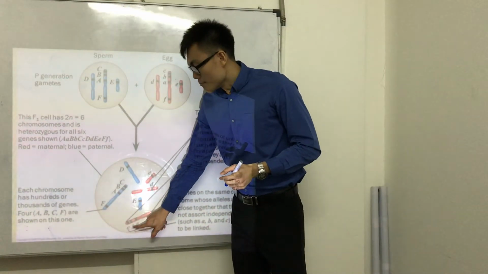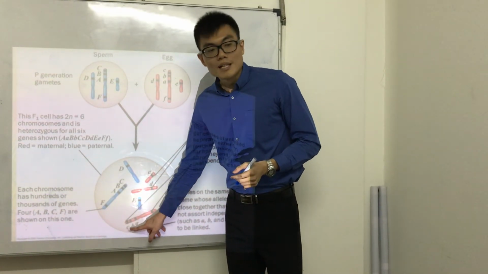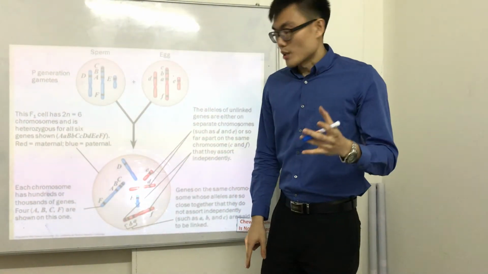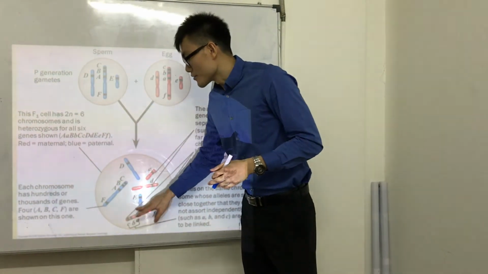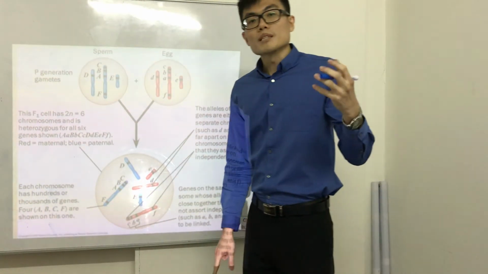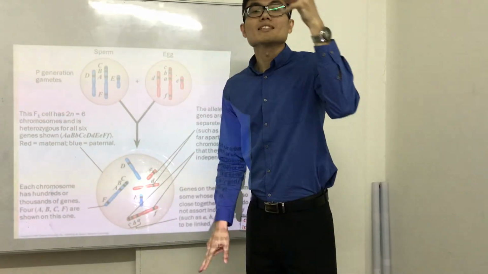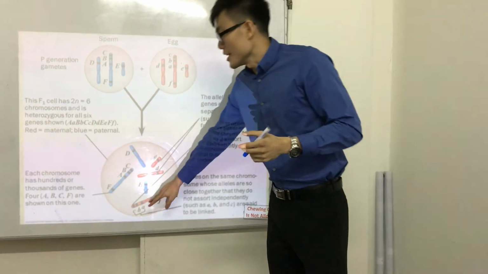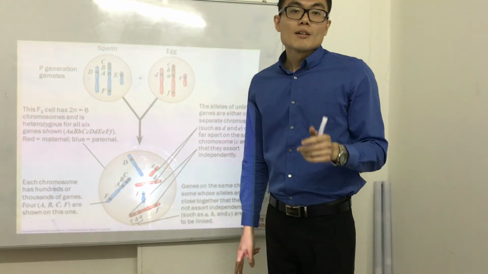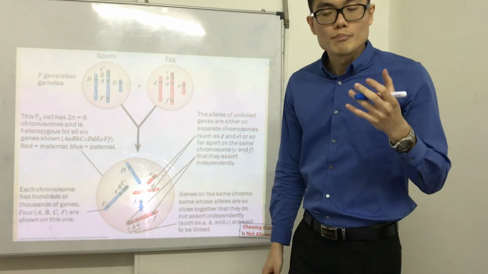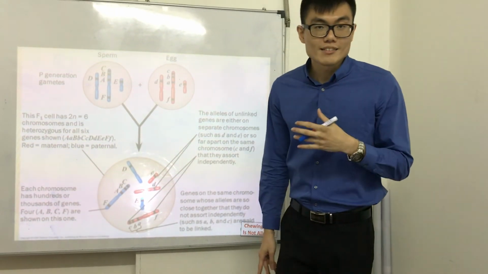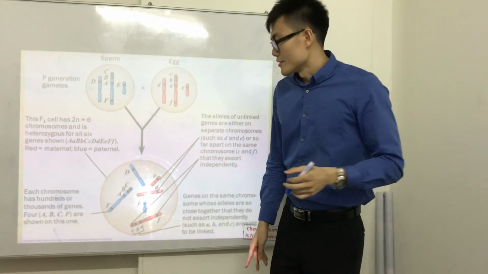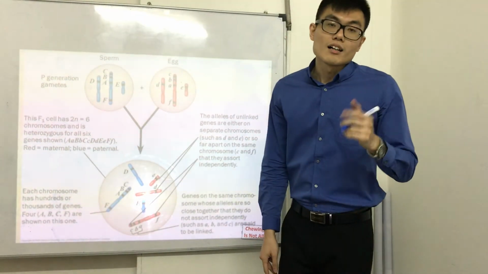But genes A, B, and C are on the same chromosome and are very close to each other. So during anaphase 1, when they are being separated, all of these genes will tend to go into the same gamete. This means they are all linked genes. A, B, and C are linked genes. And this might explain why people who have red hair will have freckles at the same time, because the genes that control freckles and red hair occur very close to each other on the same chromosome.